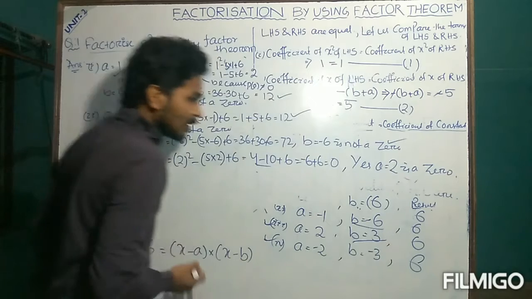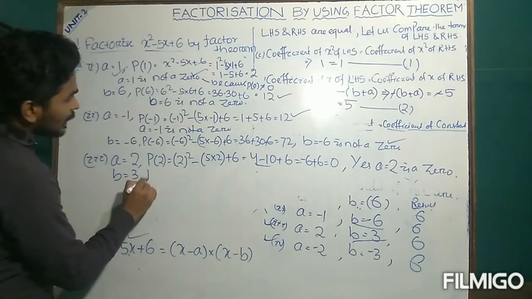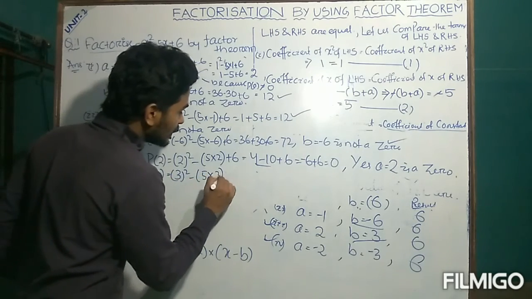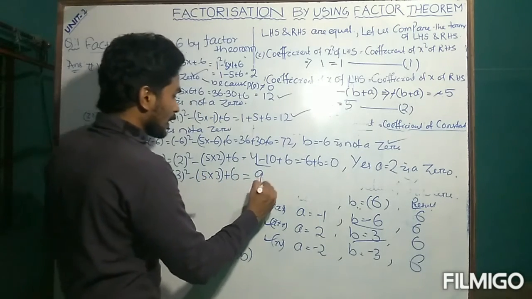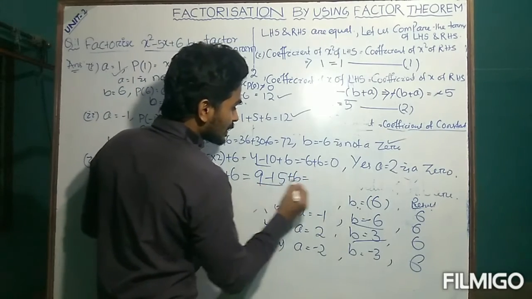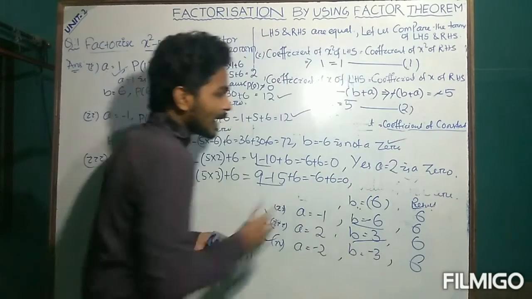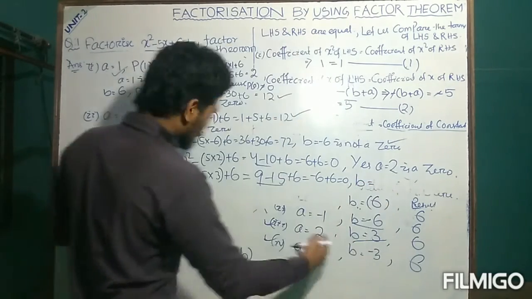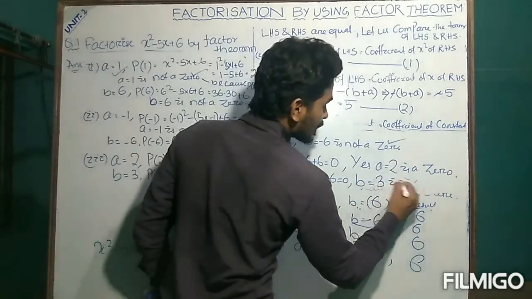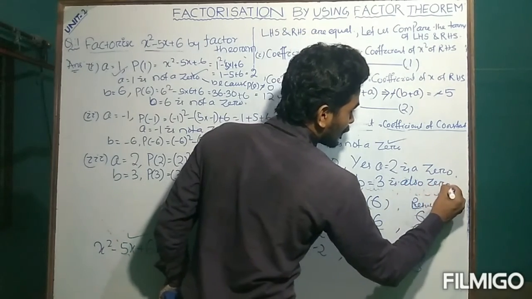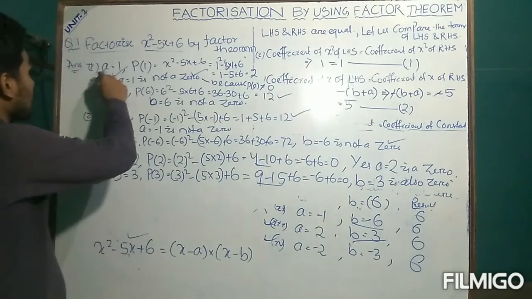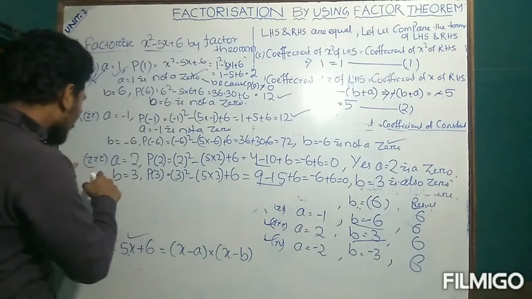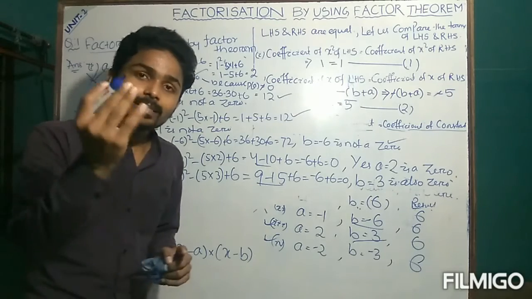Now let us check the second part, that is b is equal to 3. So p of 3 is equal to 3 square minus 5 into 3 plus 6. 3 square is 9 minus 15 plus 6. 9 minus 15 is minus 6, plus 6 is equal to 0. Here we again get the value of remainder to be 0. So we can write b is equal to 3 is also a 0. So for assumption 1 and assumption 2 the two zeros don't hold good, but in assumption 3 we get the exact value of the zeros.